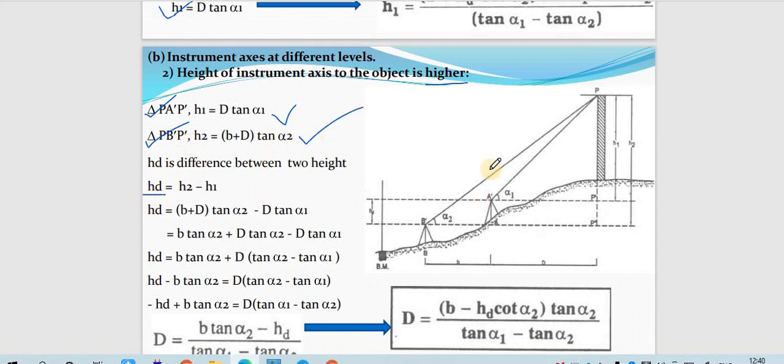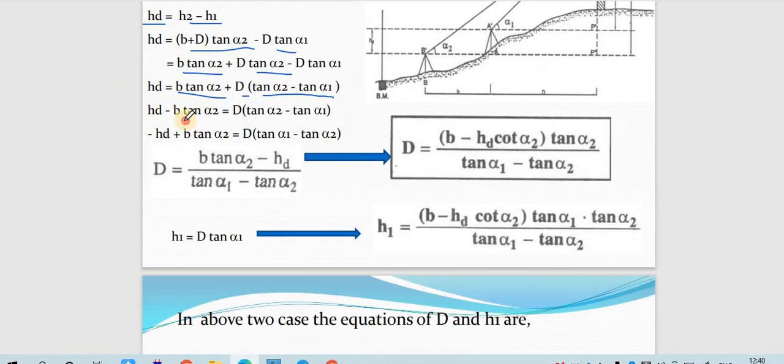The difference here: h2 is bigger, h1 is smaller, so h2 minus h1. Now putting in this value and opening this tan alpha 2, taking d as common, tan alpha 2 minus tan alpha 1, this will be b tan alpha 2. Now taking this value on the left hand side, this will be hd minus b tan alpha 2 equals d into tan alpha 2 minus tan alpha 1. We need to find only d, so we'll put this value on the denominator. It will be b tan alpha 2 minus hd over tan alpha 1 minus tan alpha 2.